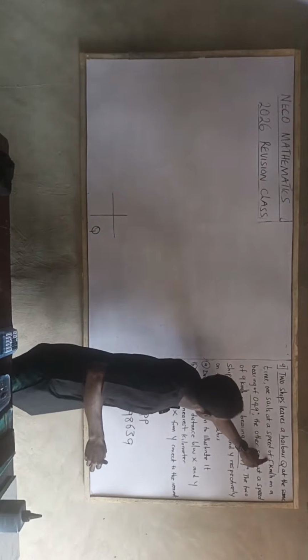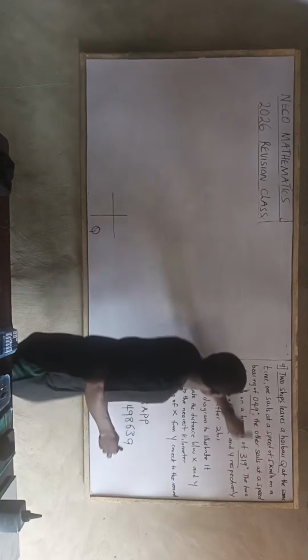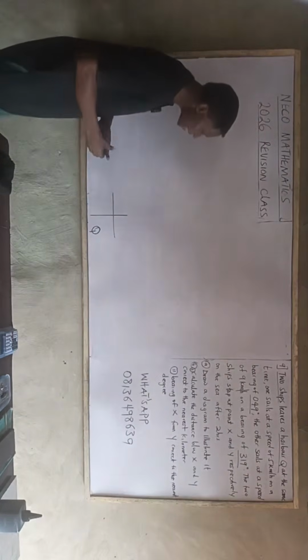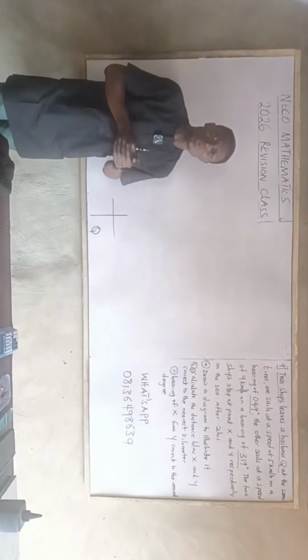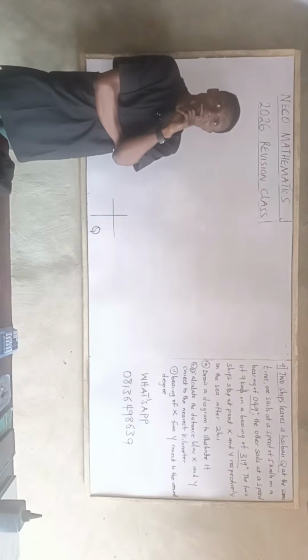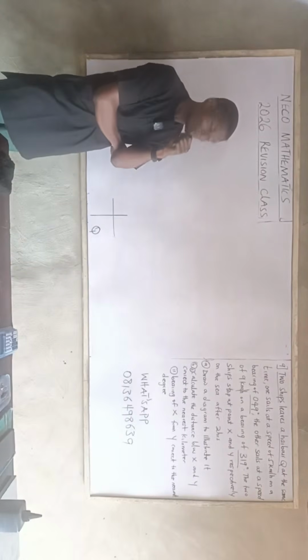One sails at a speed of 5 kilometers per hour on a bearing of 049. In bearing and distance, we've got two kinds of bearing. Is there a question like that? Okay, I would show them. All right.